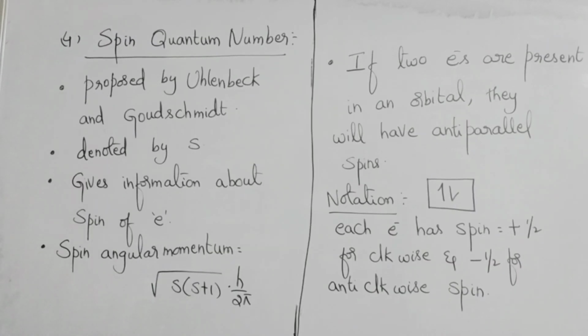Next, last one is spin quantum number. Spin quantum number is proposed by Uhlenbeck and Goudsmit and it is denoted by S. It gives information about what? Spin of electron. Spin angular momentum కూడా మనకి ఫార్ములా ఇచ్చారు.